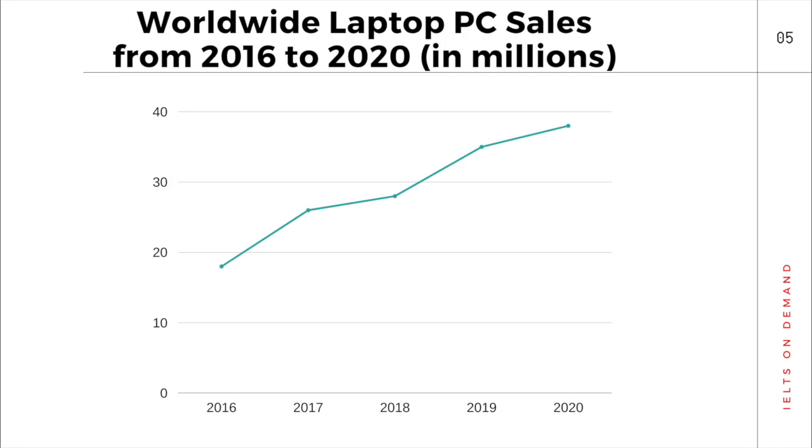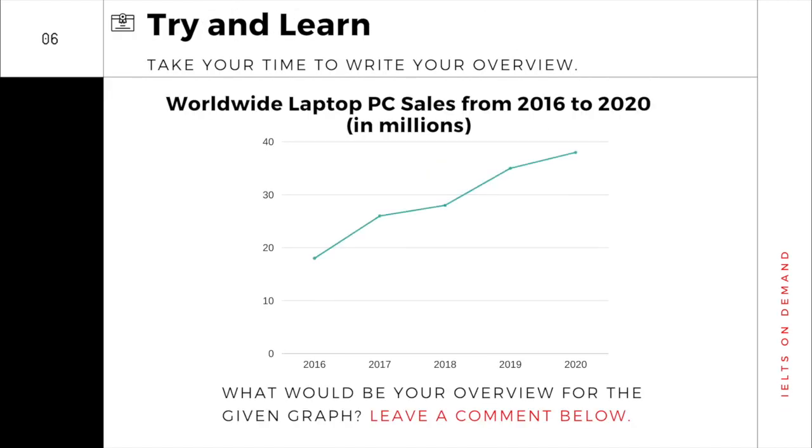Now, I want you to take your time and look at the graph again and let me know what you think should be a good overview here of this graph, and leave a comment below about it. Remember that an overview is a summary of what you can see in this graph. What is the overall trend that you can see in the graph? So try to write your own overview and leave a comment below.